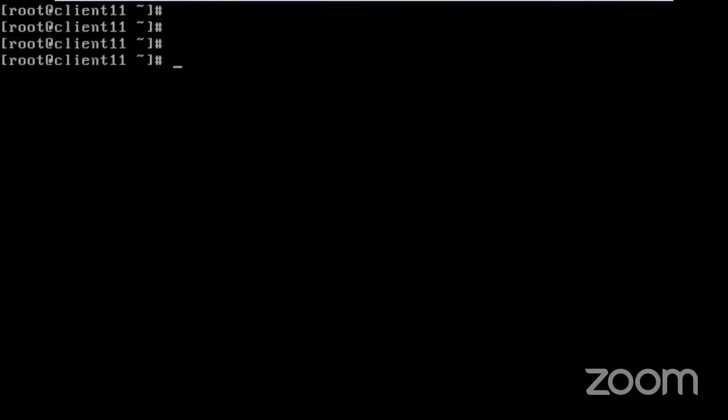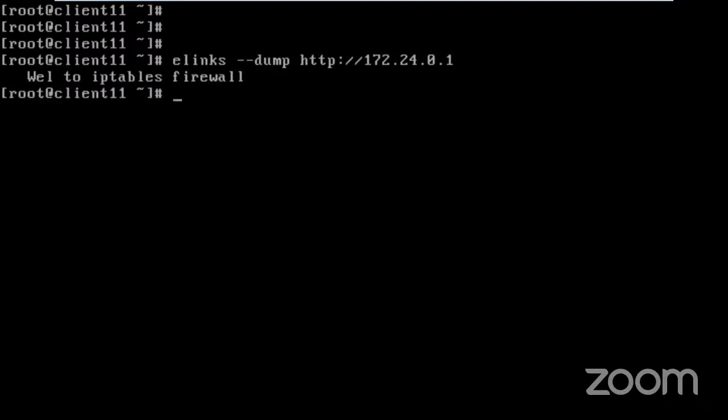Now, in my case, I have implemented the web server also there. For accessing the web server, if you look carefully, my Linux is running in text mode. Most of the time when you're using Linux, it will be in text mode. So in text mode, we have one browser. The name of the browser is elinks. So I'm saying, elinks, please go to 172.24.0.1 system and please dump the page. So it is saying, welcome to the IP address. That means my web server is also working properly.